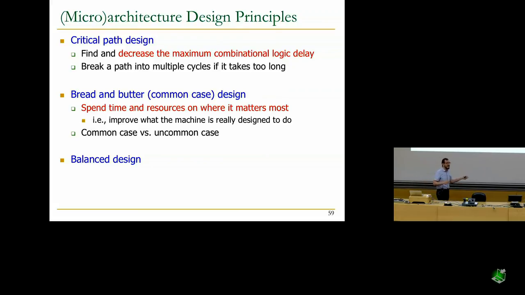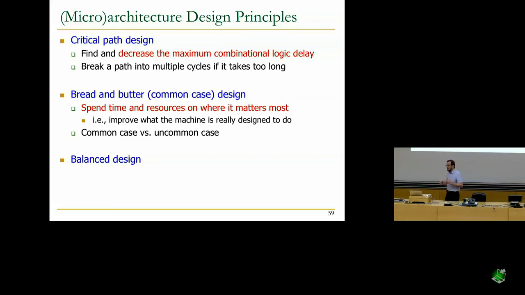So there are some common cases where the machine operates, and there are some uncommon cases. For example, if you're executing a program that never has a divide instruction, it doesn't make sense to optimize the divider, right? We didn't talk about divide, but divide is a very uncommon instruction in general.